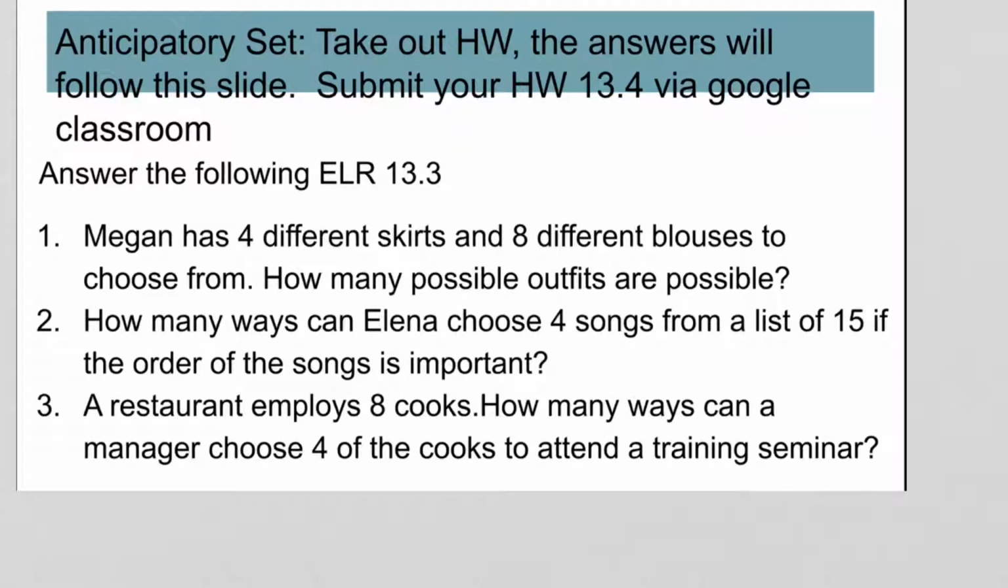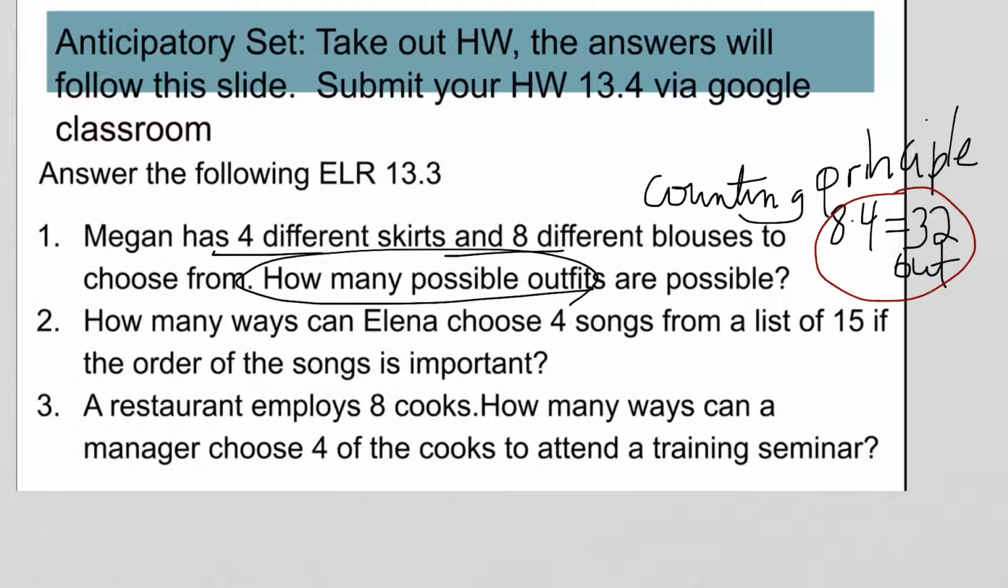Hello friends, today's anti-set is a review of ELR 13.3 with permutations and combinations and the counting principle. See if you can answer these three, come back and see if you have the right answers. For number one, that's definitely the counting principle: how many possible outfits are there? All we're doing is 8 times 4 to get 32 outfits.